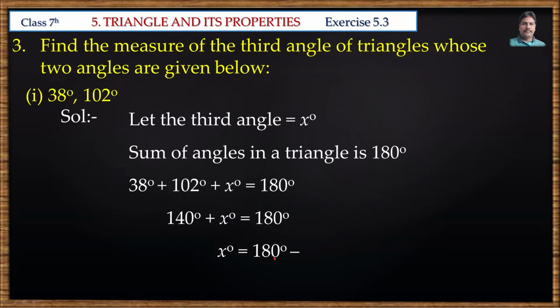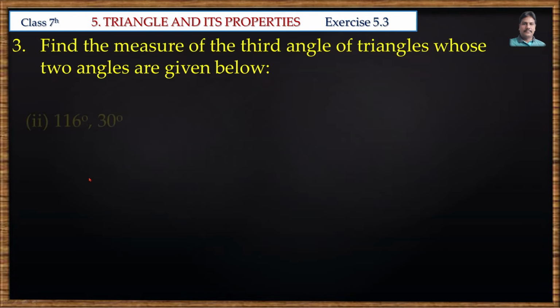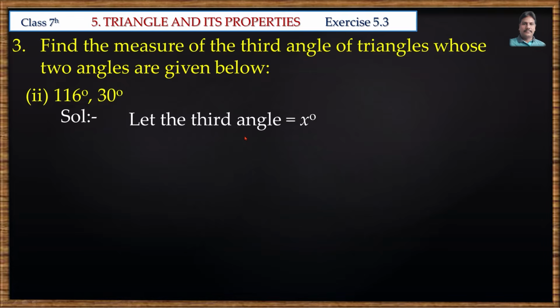x is equal to 180 minus 140. This becomes x is equal to 40 degrees. 40 degrees is the third angle in the required triangle. Second bit: 116 degrees and 30 degrees. We have to find the third angle. Let us solve this one. Let the third angle be equal to x degrees.